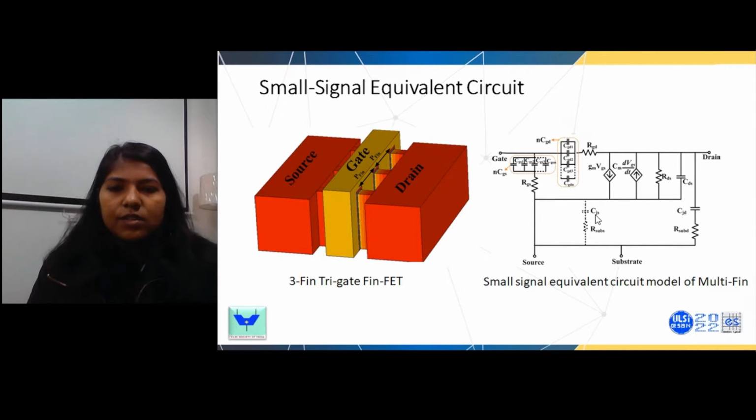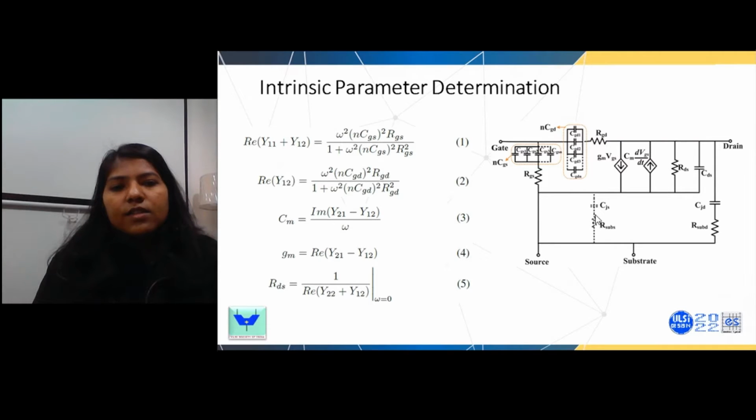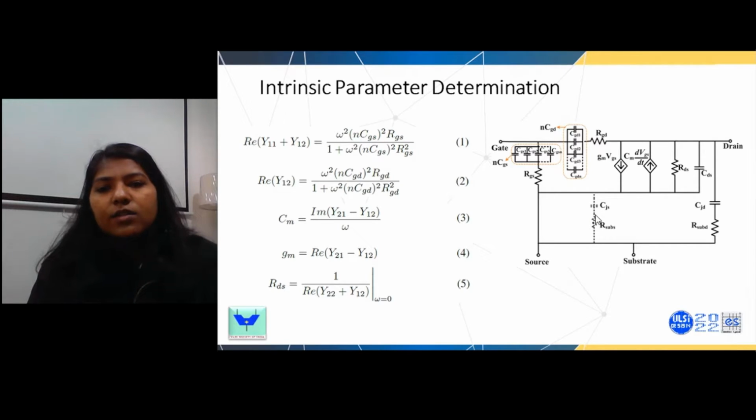there are many parasitic elements inside the device, which can be seen here in the small signal equivalent circuit model of the multi-fin device. So there are the RGS and RGD, which are the distributed resistances for the gate to source and gate to drain. Similarly, for each fin there are multiple gate to drain and gate to source capacitances in parallel. So N is generalized and denotes the number of fins, which is 3 here. These intrinsic parameters can be determined with the small signal model using Y parameters. So all these intrinsic parameters can be back calculated from the Y parameters obtained from the TCAD.